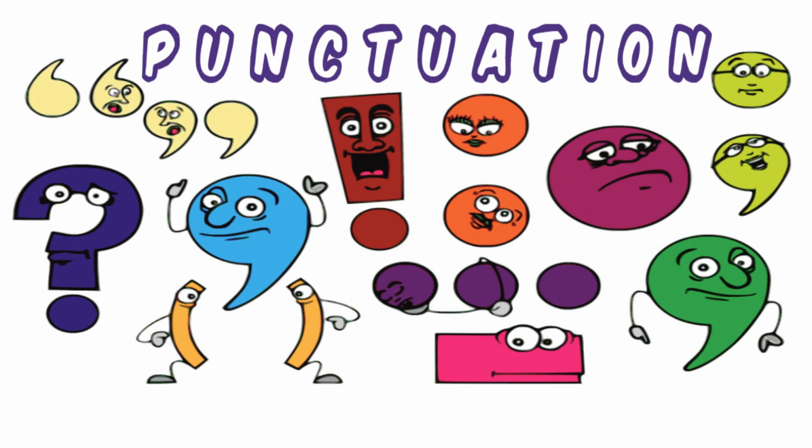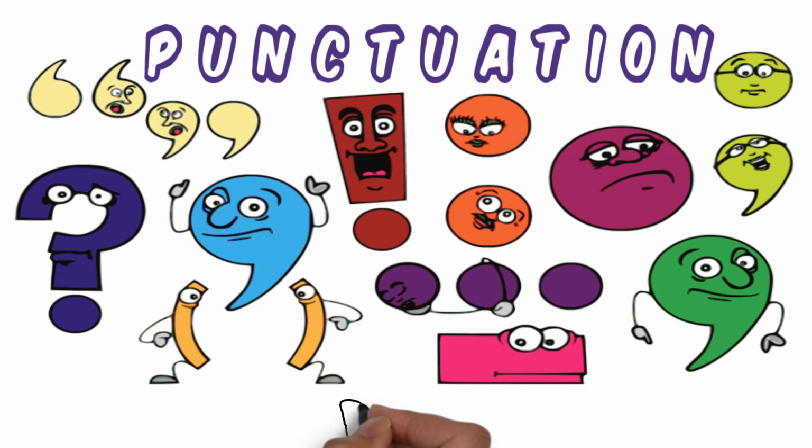Punctuation refers to a group of marks used in writing to show how each sentence should be read. Using punctuation correctly is critical for your English writing, as punctuation problems can lead to misunderstandings. Let's look at some of the most basic punctuation marks.